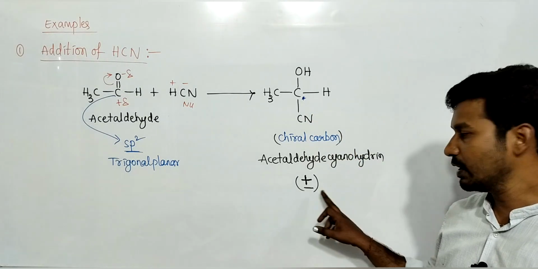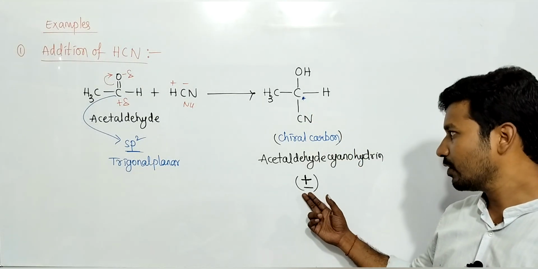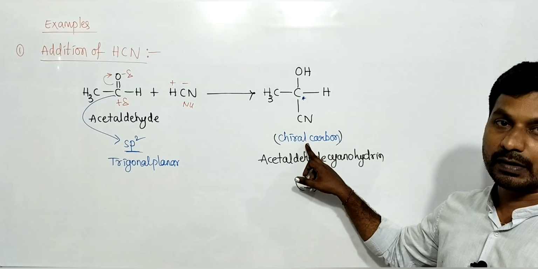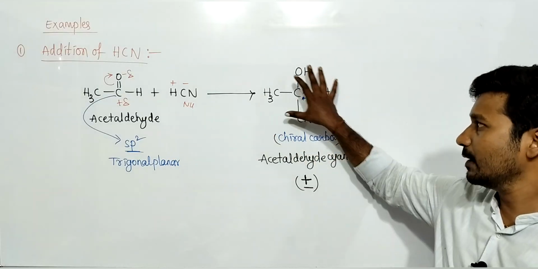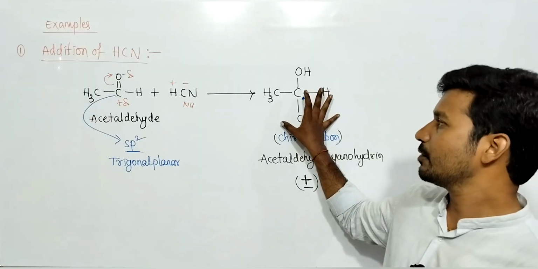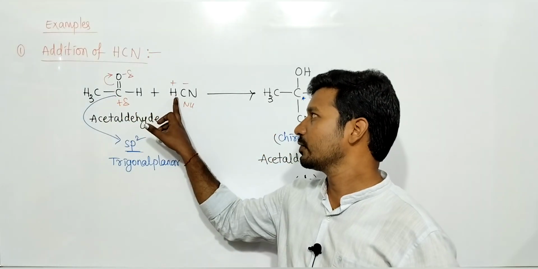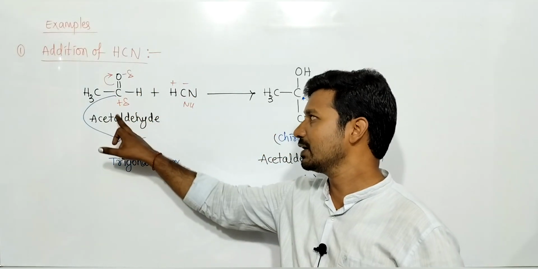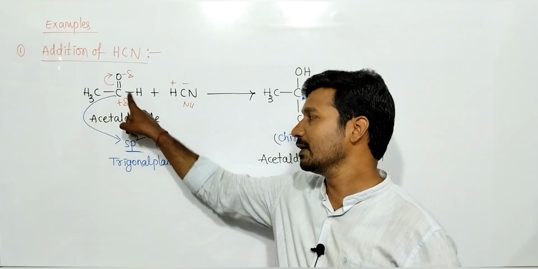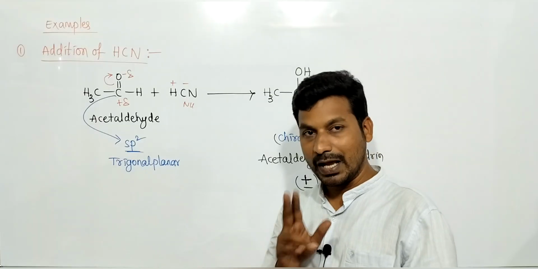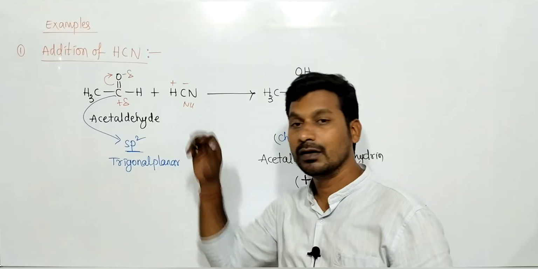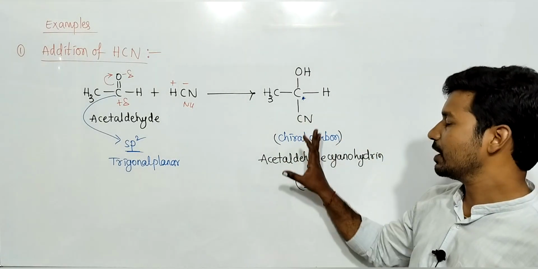Racemic mixture means dextro-levo mixture. Dextro and levo are optical isomers. Optical isomerism is assigned to chiral carbon only. That's why if this is a chiral carbon, we talk about a racemic mixture. So why is a racemic mixture formed here? Here addition of hydrogen cyanide, that is nucleophilic addition, takes place on the carbonyl carbon from the two sides. Since it is a planar sp2 carbon, there are two sides to the plane. Equal probability is there for the addition of cyanide on that trigonal planar carbon. That's why a racemic mixture is formed.